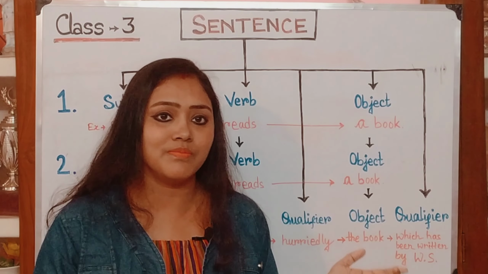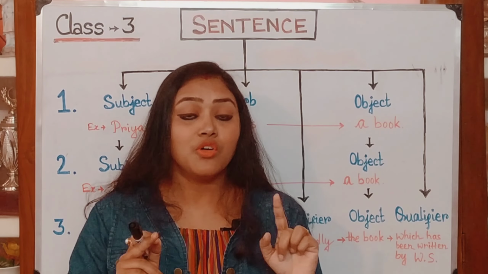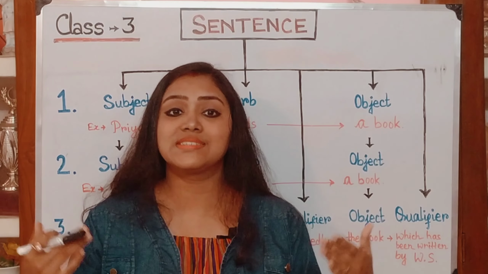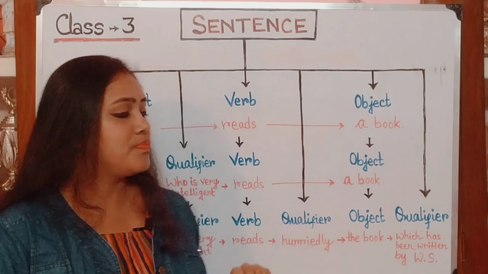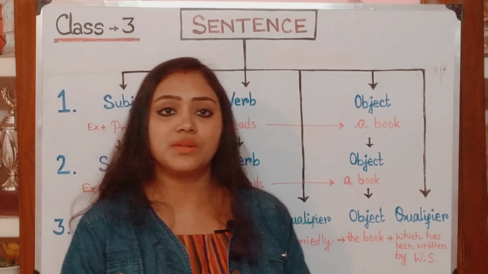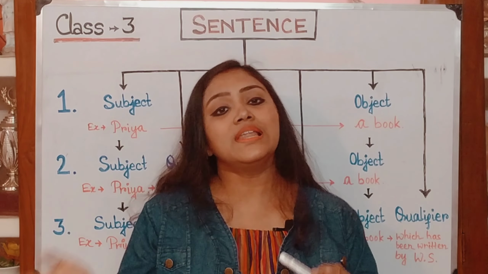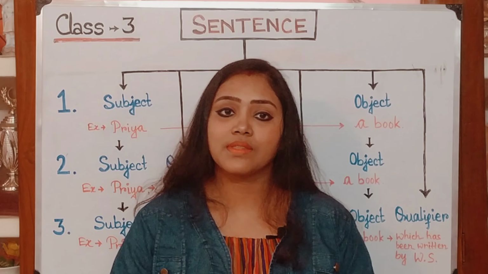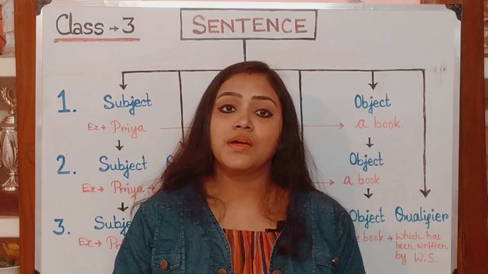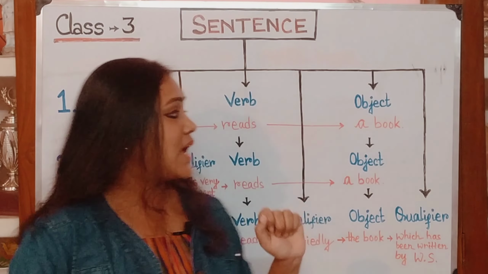What is a verb? Verb is the doing word of a sentence. The word which works in a sentence, which gives us a doing sense, is called a verb. Verb and subject are the most important parts of a sentence. Sometimes we can make a sentence using only the subject and the verb. Like, if I say Ram reads, then Ram is the subject and reads is the verb, and you get a sense.